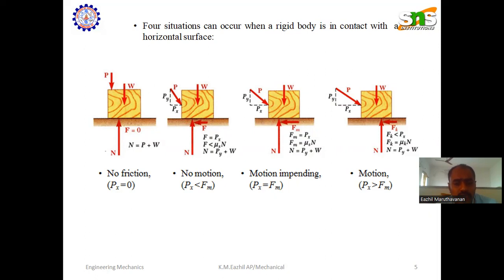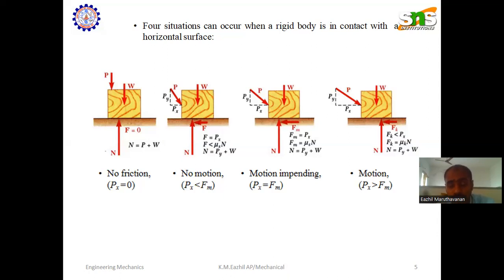For the third condition, motion is impending. For the horizontal component, we get Fm is equal to Px. Since the motion is impending, that is, about to move, Fm is equal to Px and relates to Fm equal to mu s into N. The value of mu s matters here. Whereas in the previous case, when there is no motion, F is less than mu s into N, here Fm is equal to mu s into N. The same equation holds for the vertical force, N is equal to Py plus W.